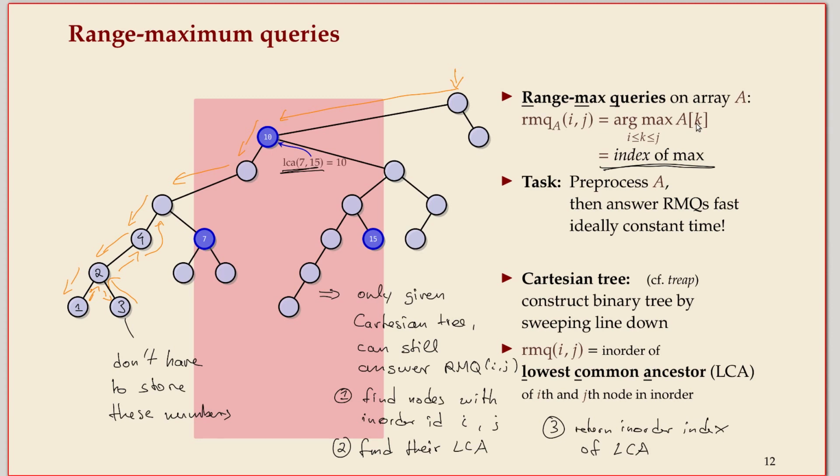Okay, so this is important here. If we were asking for the actual value, this would not work. We need the array. But if we're only asking for the index, we can answer the range min queries without having the array at hand. We can completely forget the array. We can delete the array once we've built the Cartesian tree.